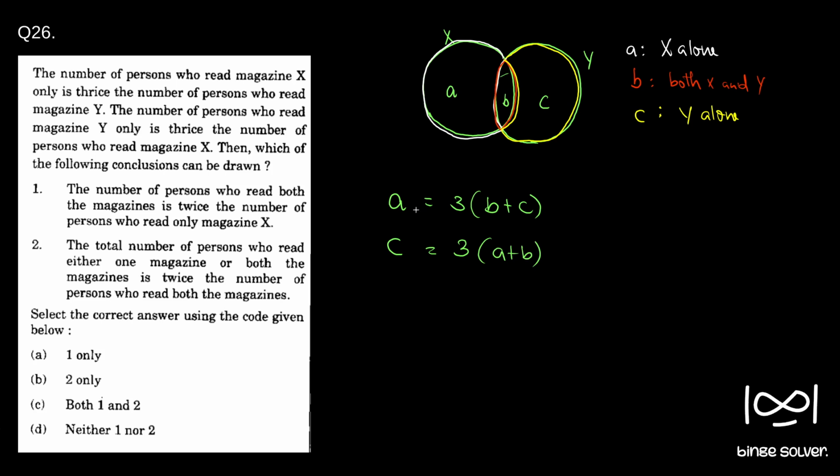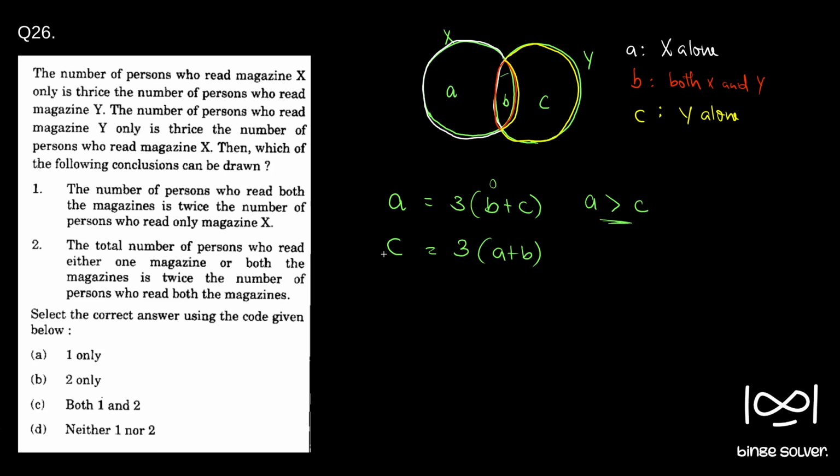If you look at this, from this statement we can see A is greater than C. Since B is a positive number, the smallest value B can take is 0. Even if it takes 0, A is 3 times C. So that means A is greater than C.